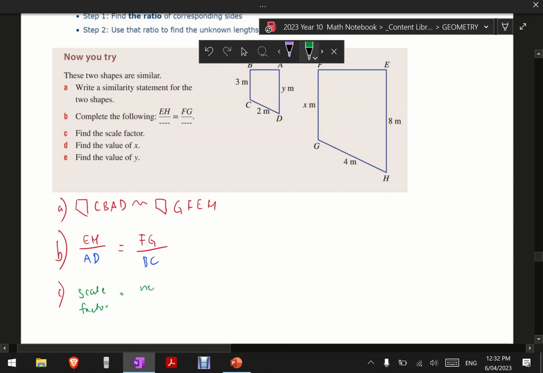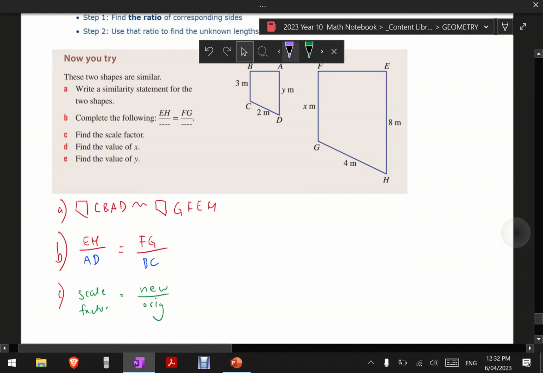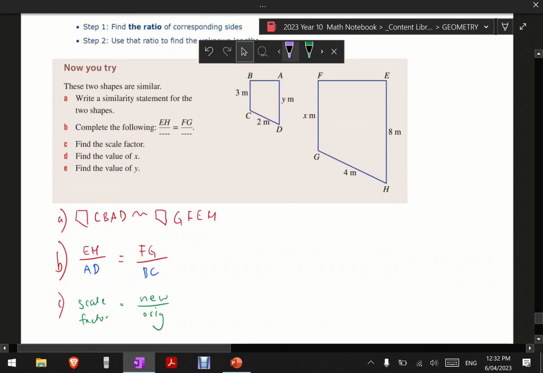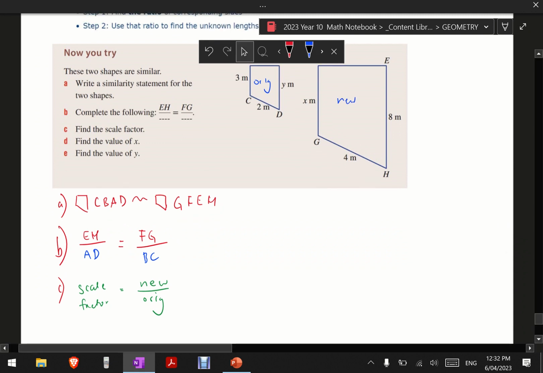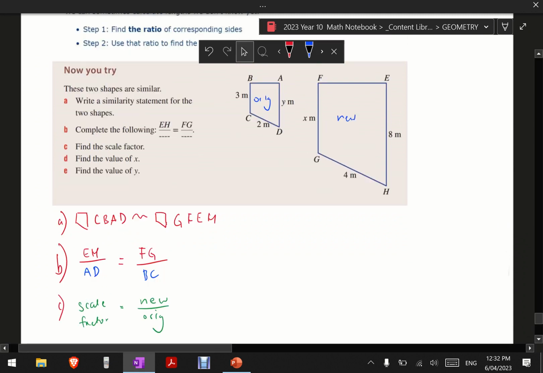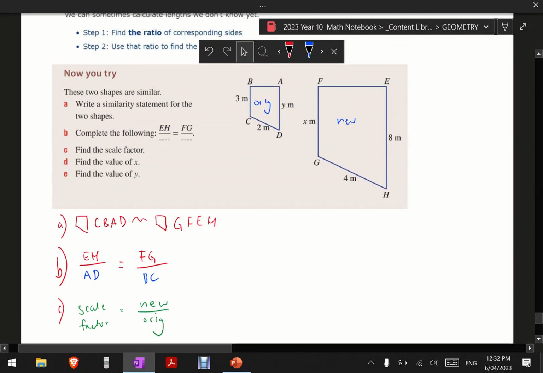Okay, you go new divided by the original. Now, what I'm going to do here, guys, is find two scale factors. We're going to do this twice. So let's do it the way that we've been learning so far. For now, let's treat this as the original, and this is the new. For this first one, my original is there and my new is there.